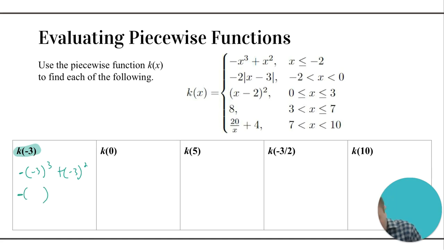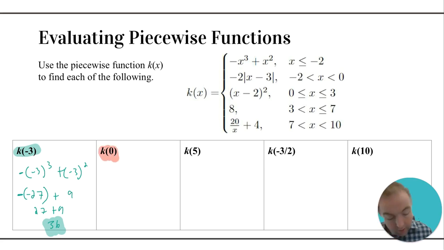So you would get negative of whatever -3 cubed is, which is -27, and then plus the square of -3, which is 9, so it ends up being 27 plus 9. Right there we get an answer of 36, and 36 only. That's the only thing that we would plug into. We're not plugging into all of the different rules.